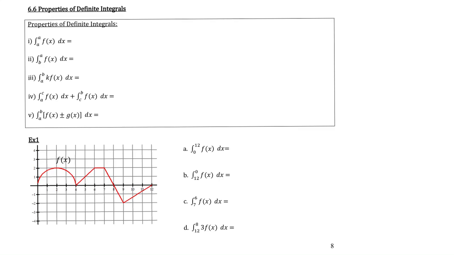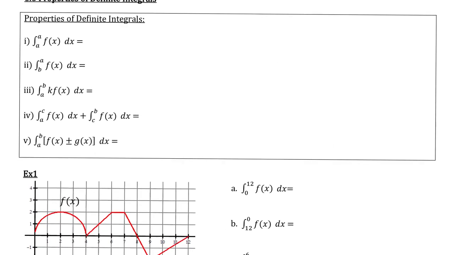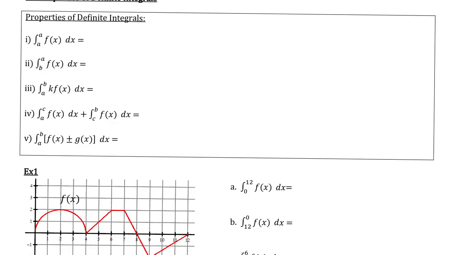6.6 is properties of definite integrals. We'll go over the properties and then we'll apply them. So the first property, if you're taking the integral from a to a of f of x dx, since you're taking the area from where you started to where you ended is the same, this is going to be 0.